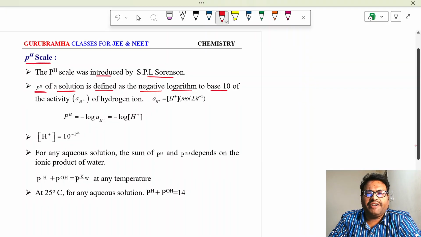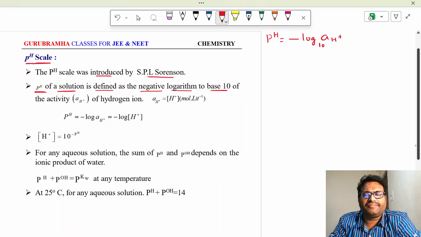Here pH can be defined as pH is equal to negative log of the activity of hydrogen, base 10. Activity is nothing but, in our syllabus, concentration expressed in moles per liter.